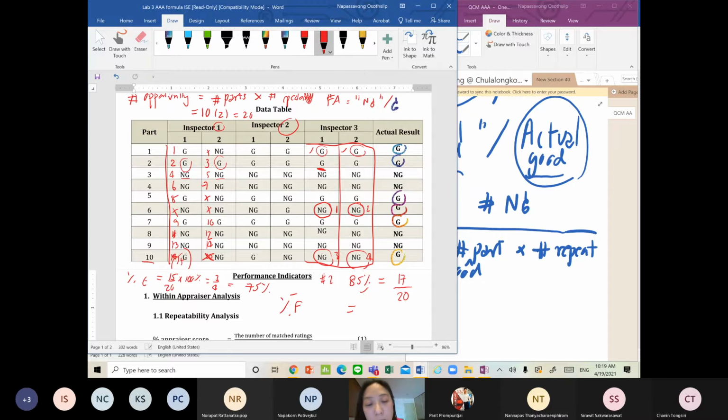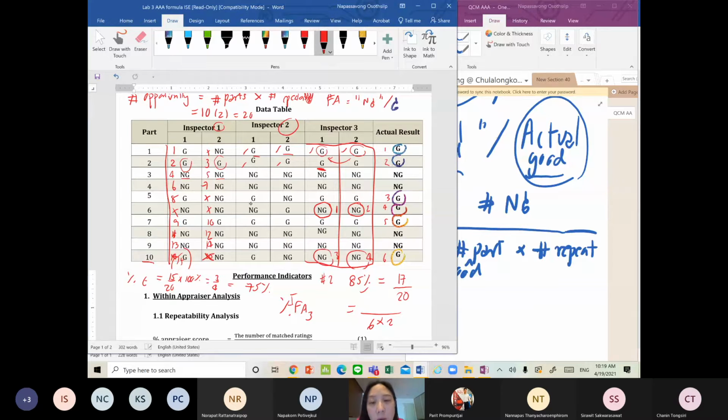So percent IFA for operator 3 is the total opportunities for making a G result: 1, 2, 3, 4, 5, 6. Six parts, and there are 2 opportunities for each part, so you have to multiply by 2. Then out of those G parts, you count the number of times that the operator tells NG instead of G. So this one is correct.